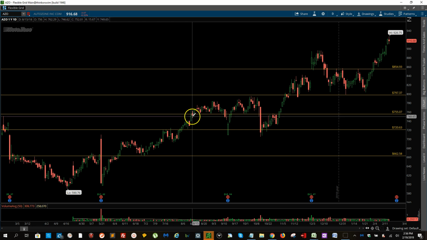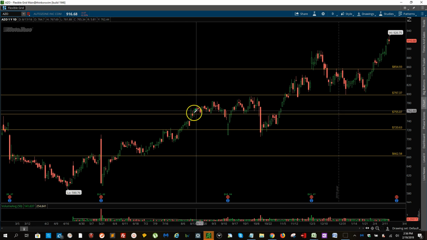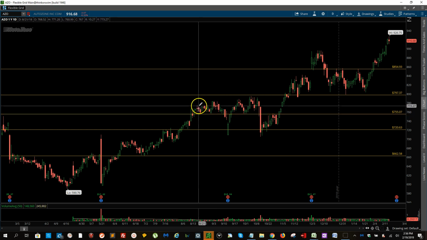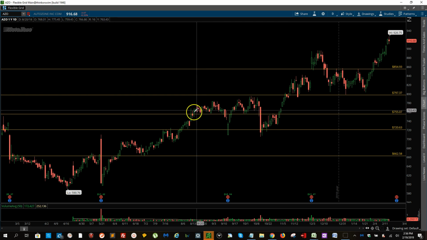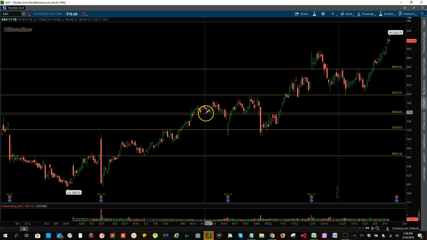Broke above it, came back down, and then eventually it did get above it, but it did a lot of consolidation. And even though you have these bearish candles here, they were not able to push through the 755.07 level. So you got multiple touches where it was trying to push through, it couldn't.